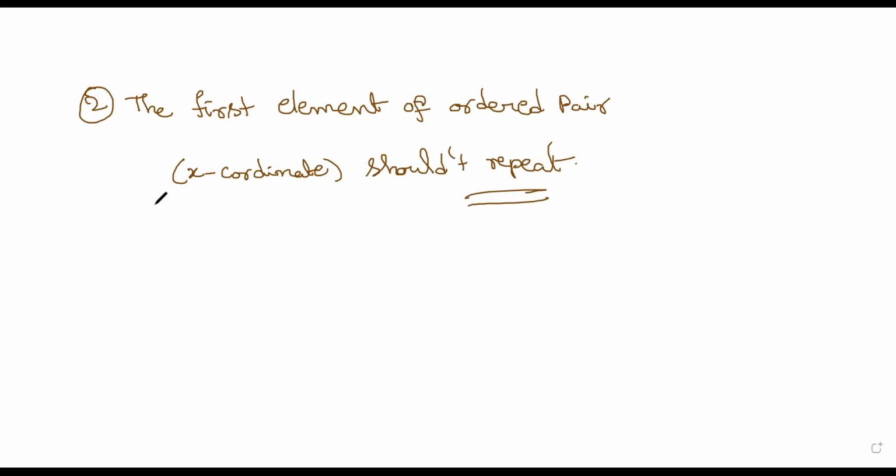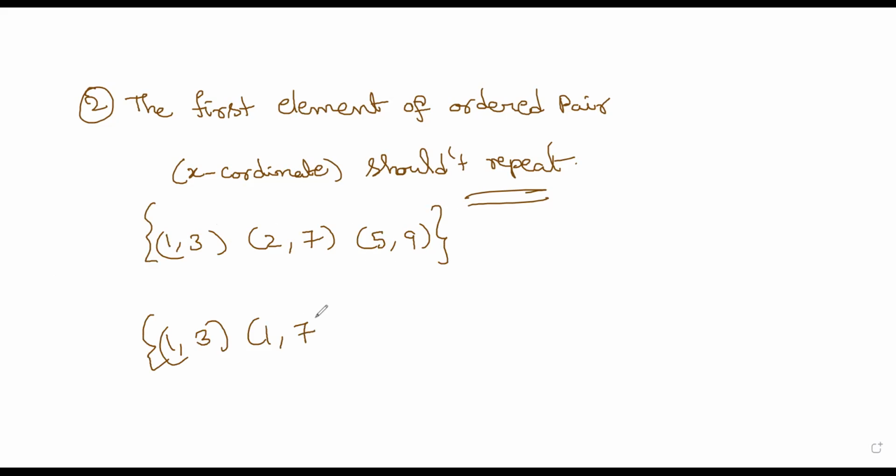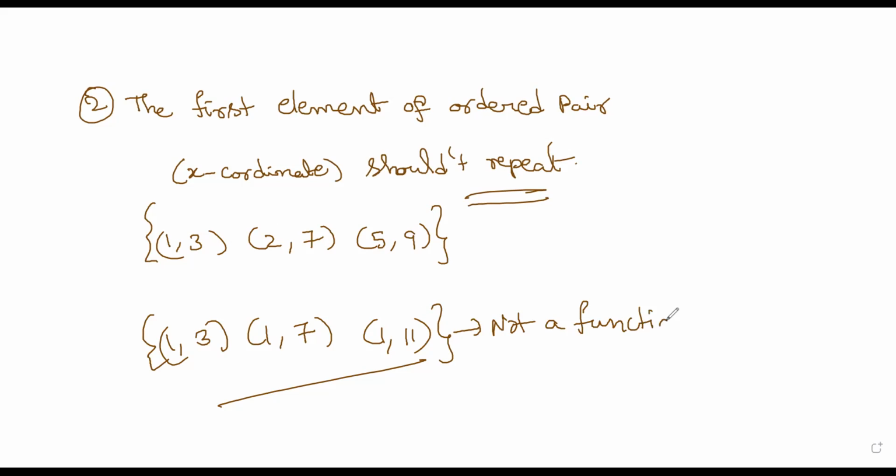For example, if I take 1, 3, 2, 7, 5, 9, something like this, it can be a function. But if I have 1, 3, 1, 7, 1, 11, the x coordinate is repeating, so that is not a function. This is what you have to know. Clear? These are the key points which you have to keep in mind.